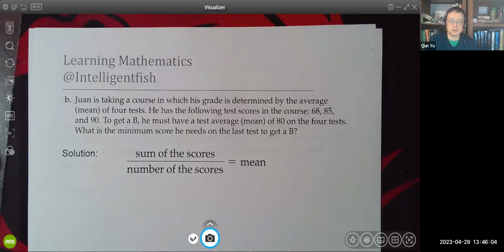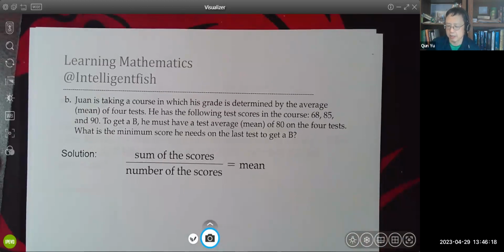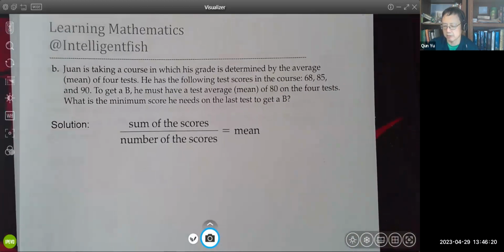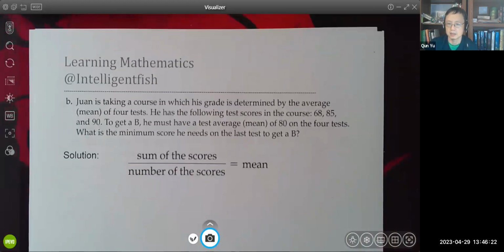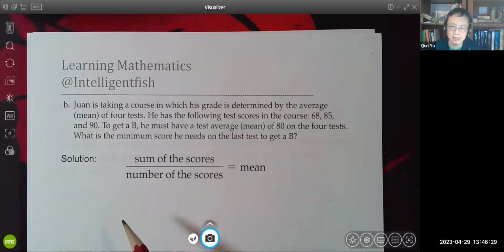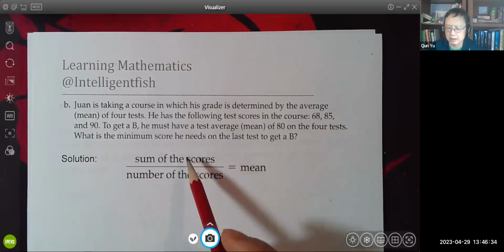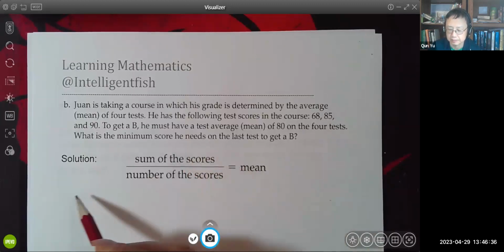Everybody gets this similar question when you want to have a B or A, whatever grade you want to have, right? So basically, everybody understands how we calculate the average, right? We just add numbers together and divide by how many numbers we got. So in this case, we got 4 numbers, but with one score unknown. We only have 3, but nonetheless, we need to add all of the 4 numbers together. So we let the last test score be X.